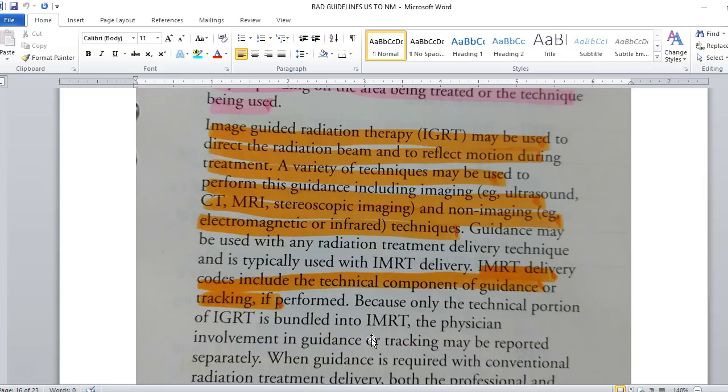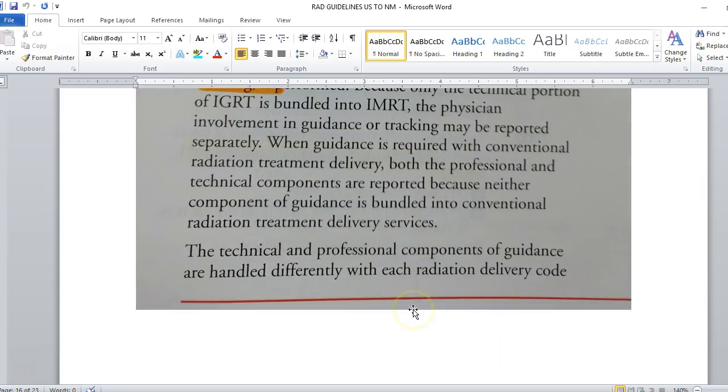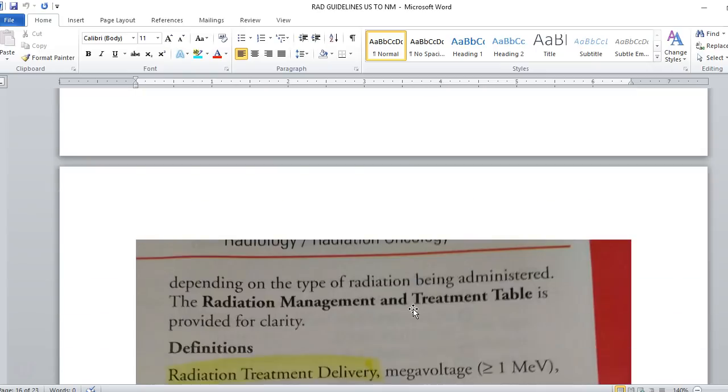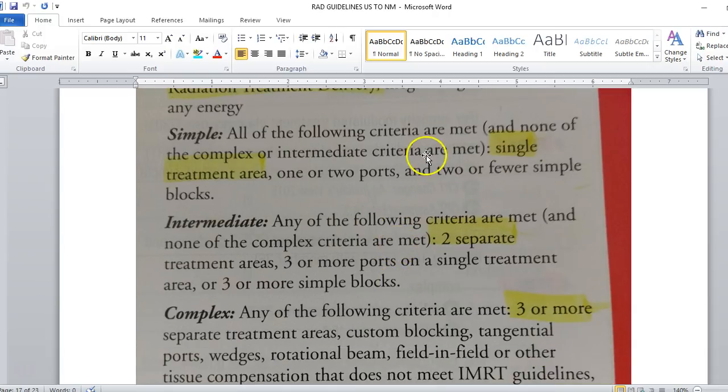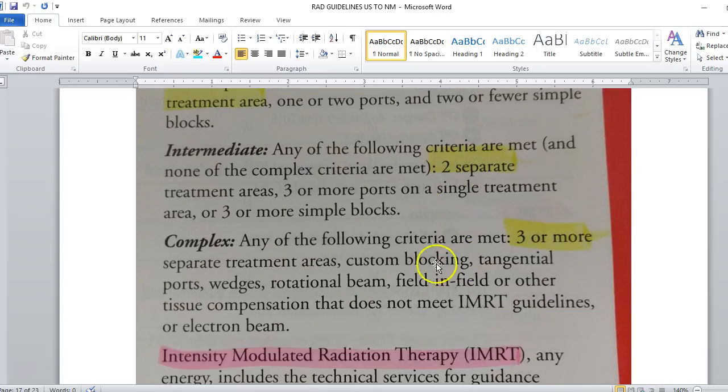So for these two, IMRT and IGRT, they have to tell us this is what they're using. Otherwise, they're going to tell us for the megavoltage, okay, the MEV, whether it's simple, intermediate, or complex. They have to state the type of radiation, so that's the first thing to keep in mind. So right up here, radiation treatment delivery is dealt in megavoltage. Megavoltage is big M, small e, big V. Again, simple is a single treatment area. Intermediate is 2 separate treatment areas. Complex are 3 or more.